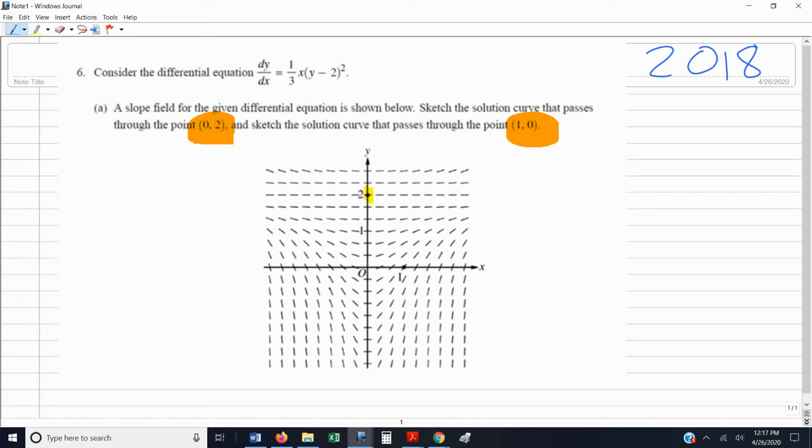So all you're doing is following the slope field, all the little marks that they made. You're following those marks. So if I go to the right, I see a horizontal line segment, and I'm going to keep following that horizontal line segment. And if I go to the left of (0, 2), I have these horizontal line segments, and I'm just going to keep following those. So that's actually it for the solution curve that's passing through (0, 2). So that one wasn't too bad.